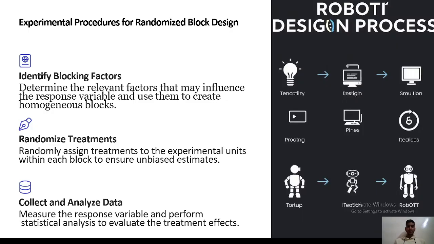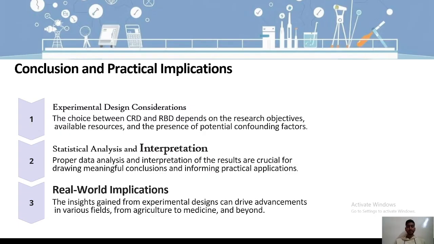Experimental process in randomized block design. Identifying block factors: determine the relevant factors that may influence the response variable and use them to create homogeneous blocks. Randomizing treatments: randomly assign treatments to experimental units within each block to ensure unbiased estimates. Collect and analyze data: measure the response variables and perform statistical analysis to evaluate the treatment effects.